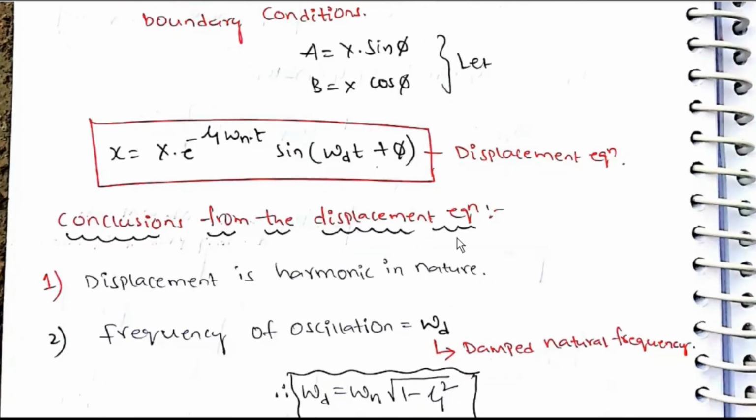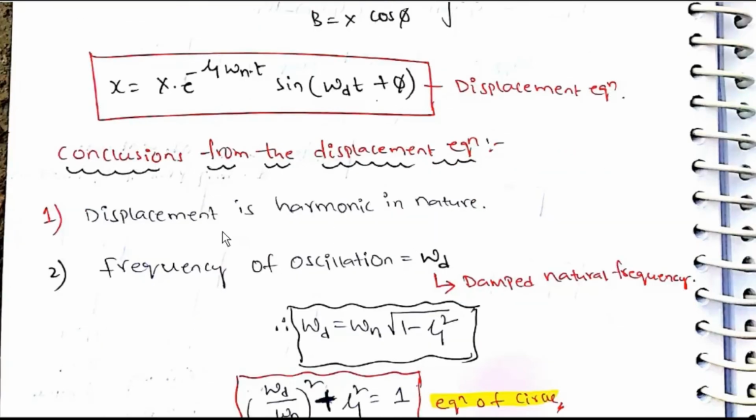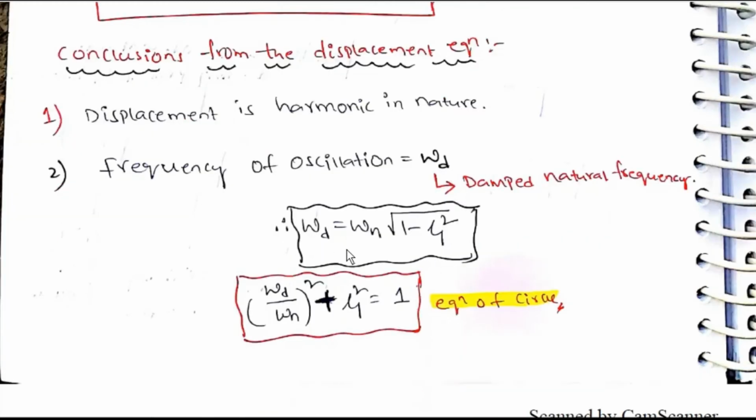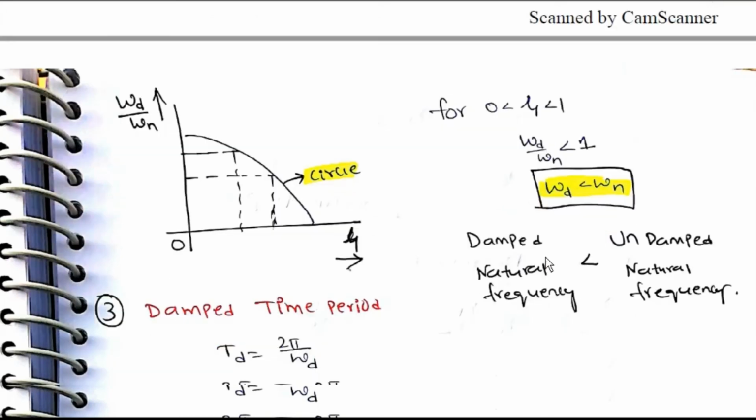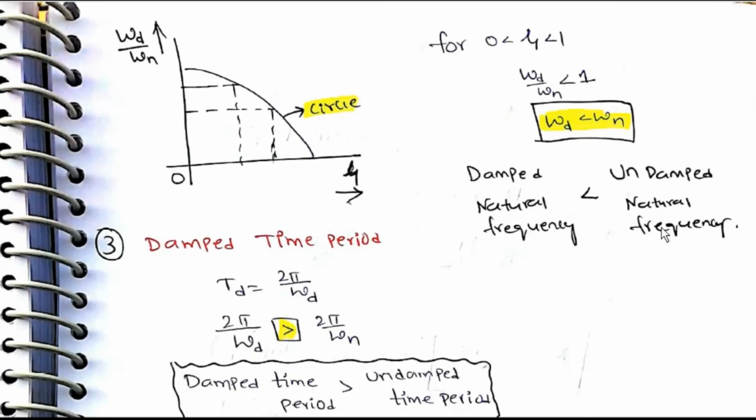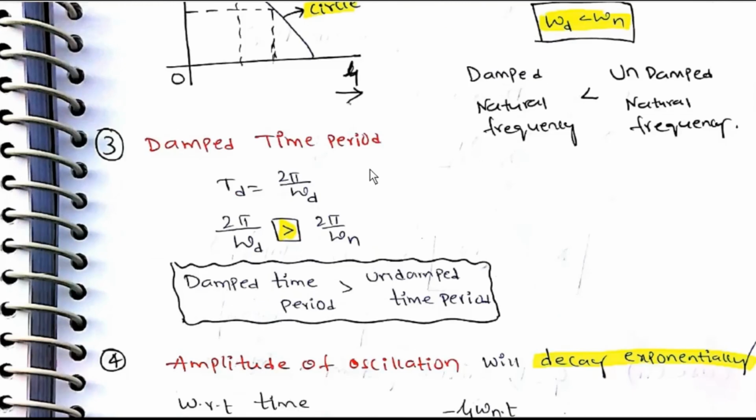Displacement equation, conclusion. From the displacement equation, displacement is harmonic in nature. Frequency of oscillation is ωd, the damped natural frequency. ωd = ωn √(1 − ε²). (ωd/ωn)² + ε² = 1, which is the equation of a circle. For 0 < ε < 1, ωd/ωn < 1, so ωd < ωn. Damped natural frequency is less than undamped natural frequency.